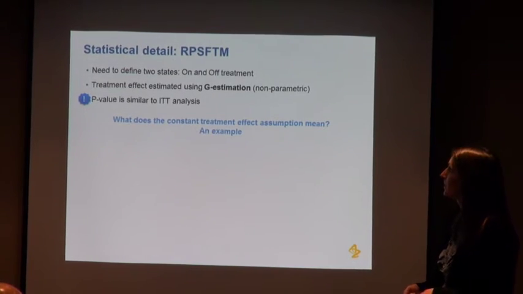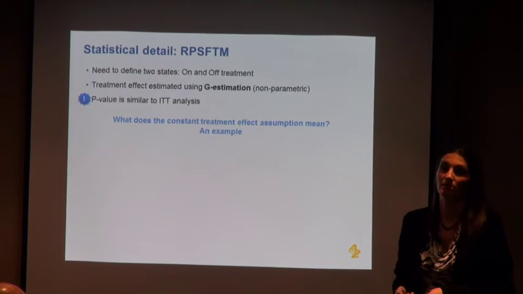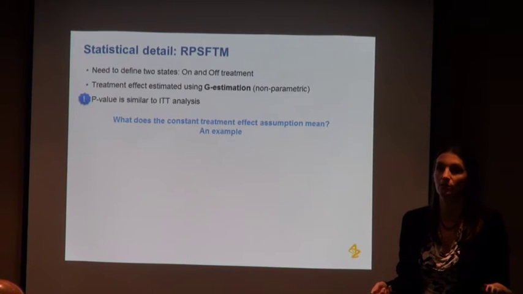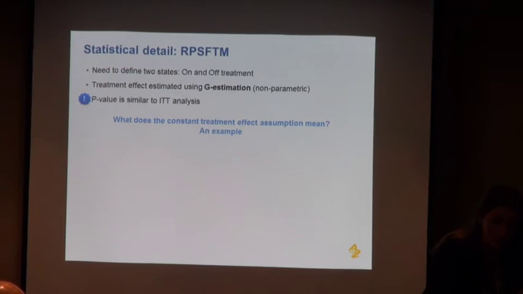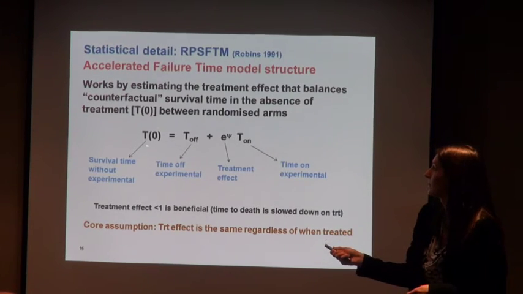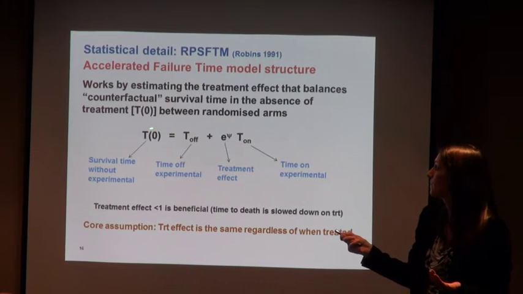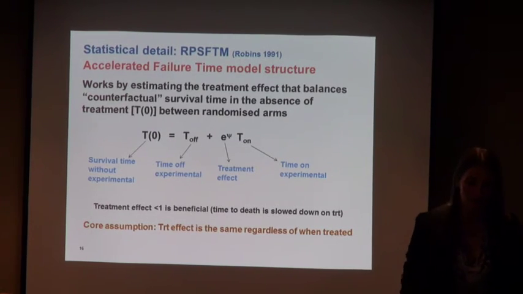The treatment effect is estimated in this procedure using G estimation, which is essentially a grid search of all the different values of psi that give you your counterfactual survival times, and you pick the value of psi that gives you a balance in your counterfactual survival times between the two arms.